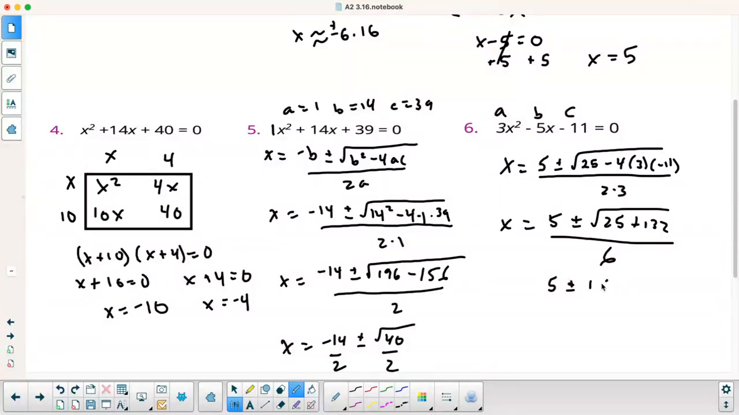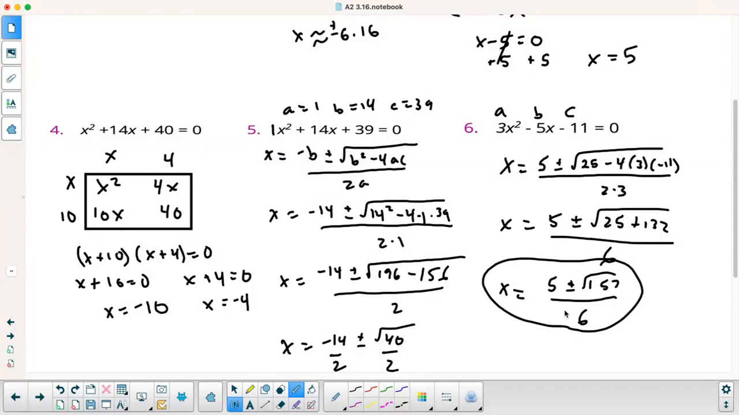Gives me 157 all over 6. So 157. I don't think there's any perfect squares that go into 157. I'm double checking right now. Yeah, I don't think so. So that would be my final answer here.